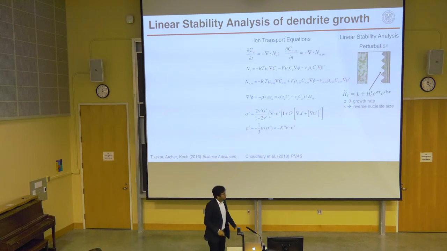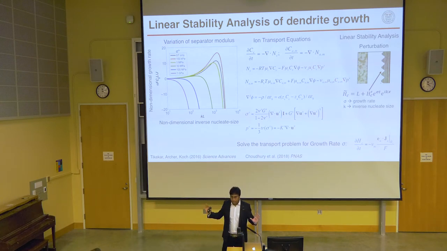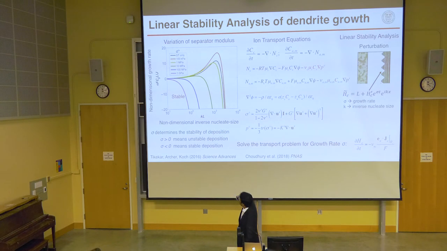There are two important terms in this perturbation equation: sigma, that captures the growth rate, and k, which is the inverse nucleate size, or the wave number of the perturbation. Then we solve the ion transport equation to finally plot the non-dimensional growth rate as a function of inverse nucleate size. It's very easy to read this graph. If sigma is zero or negative, then the deposition happens in the valleys. If it's more than zero, then there is instability.